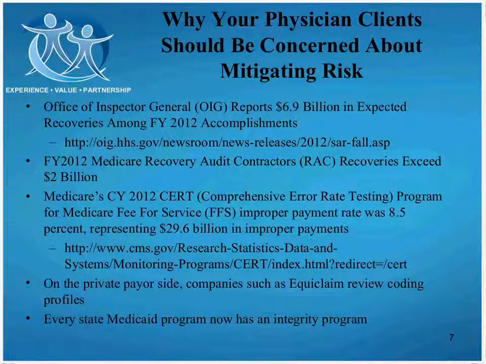And then part of the ongoing local Medicare fiscal intermediaries within each state, they call it the CERT, which is just random probing, or the comprehensive error rate testing. The CERT program noted improper payment rate was 8.5%, which represented $29.6 billion in improper payments, and there's the link that supports that. On the private payer side, companies such as Equiclaim review the coding profiles now. We've been very busy with a lot of the private payers.